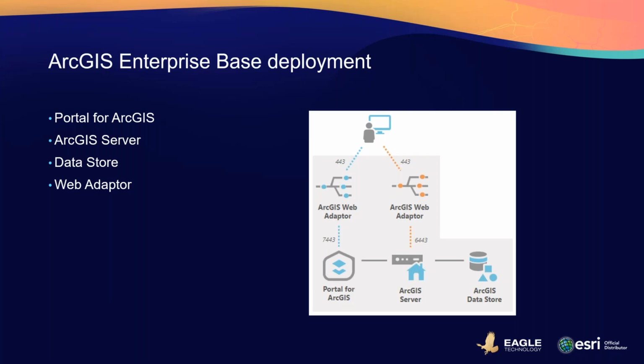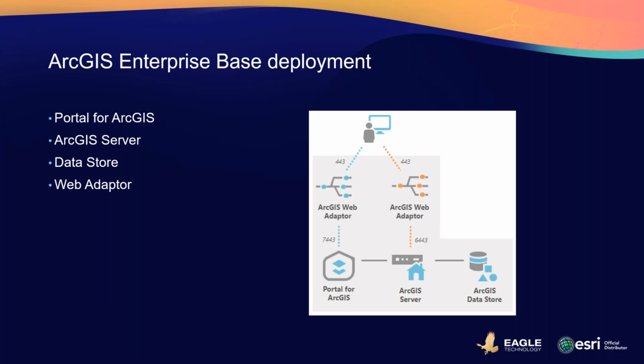So what does this mean? Well, Portal for ArcGIS is essentially how you interact with Enterprise. It has a very similar look and feel to ArcGIS Online, and it's your central hub for creating and managing content, including maps, apps, and spatial data. It's your GUI interface. You can use it to configure some of the aspects of Enterprise, and it's also what your users are going to use to interact with Enterprise.